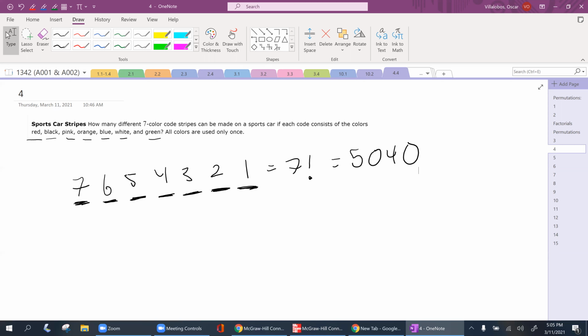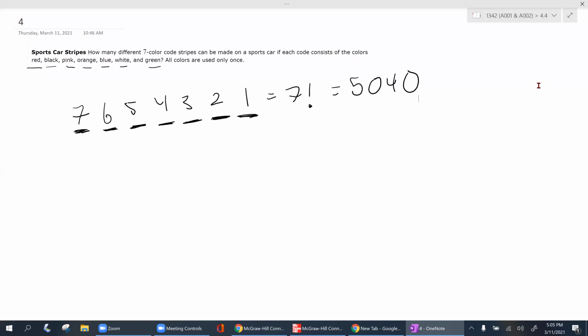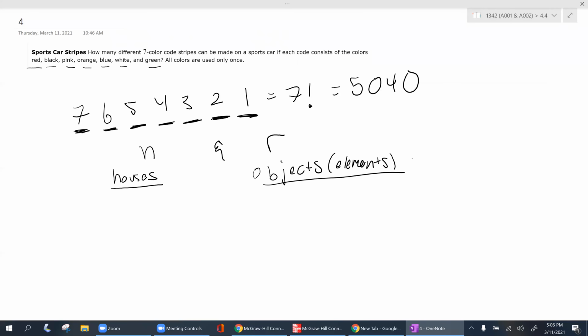Another way you can look at this: if you wanted to use a formula, yeah, you can definitely use the permutation formula. You need to distinguish your n and your r. Your r is the objects that you have, or I like to call them elements. And n would be the order. You can think order, but I like to call them houses. It helps me to visualize that.